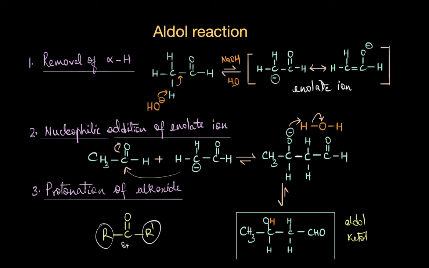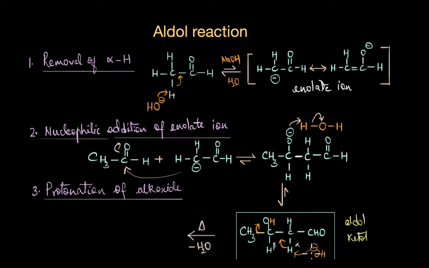Alright, moving forward, when we heat this aldol with the elimination of a water molecule between the alpha and beta carbon atoms, we get a highly stable alpha-beta unsaturated product. Now for this dehydration to happen, we obviously need to provide heat. And the OH- from the alkaline medium abstracts the acidic alpha hydrogen atom. A double bond is formed between the alpha and the beta carbon atoms and the elimination of hydroxide takes place.